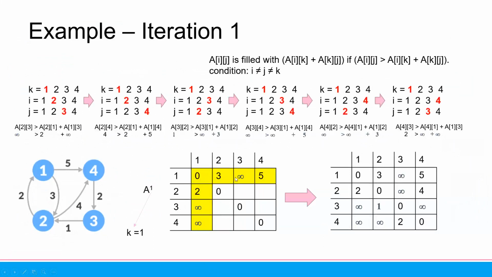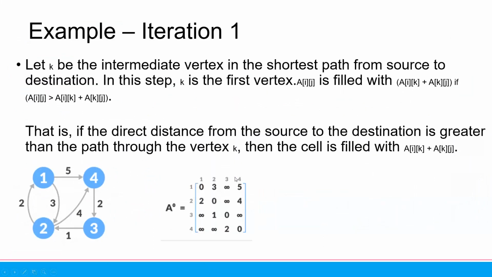So when we are dealing with the digraph, the directed graph, if you still remember, we are going to find the Aij and we will compare the Aij with the Aik plus Akj. So what is this?